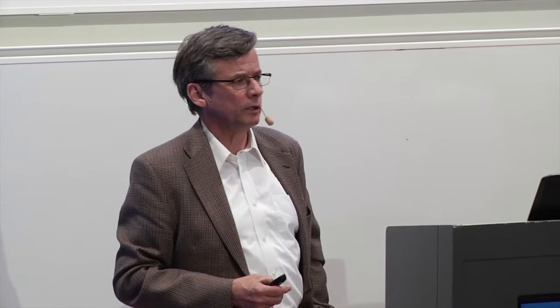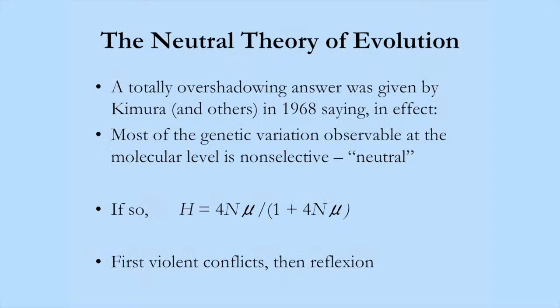Quite a number of you have taught this formula: H equals 4Nμ divided by 1 plus 4Nμ. I will not prove it now, I could do it, it would be a pleasure, but I'm not sure that all of you would enjoy it. It is the level of variation that you would expect if there is no selection.